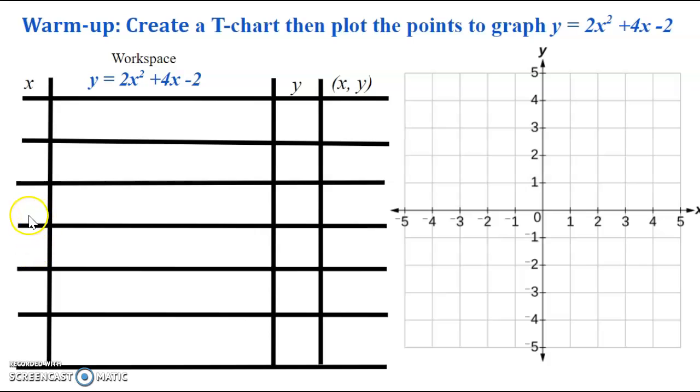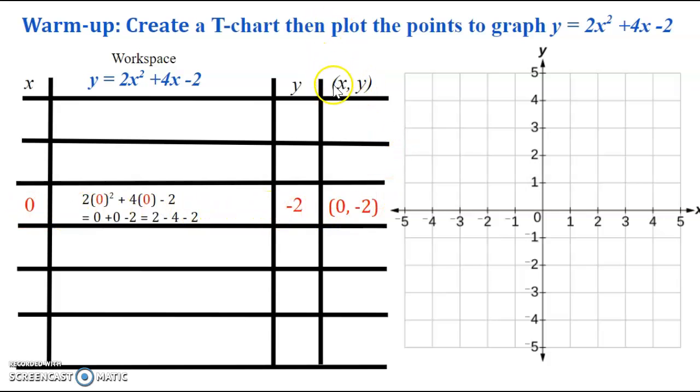So for example, the x value that you should always start with, the easiest in any quadratic in standard form, is 0. Okay, so you should always start with x is equal to 0 usually. Then you're going into your equation and substituting x to be 0. So that's going to be 0 squared times 2, which is 0. 4 times 0 is 0, minus 2. So that just becomes negative 2. So my coordinate is (0, negative 2).